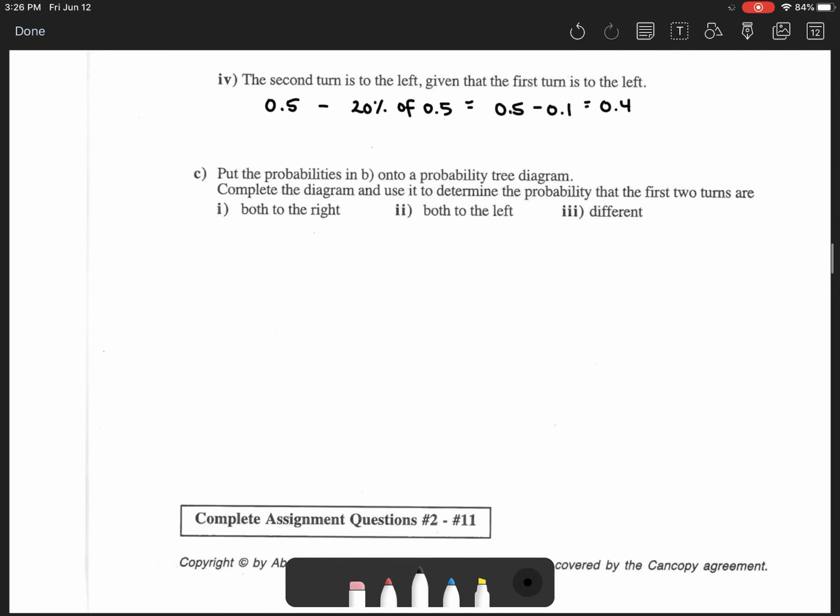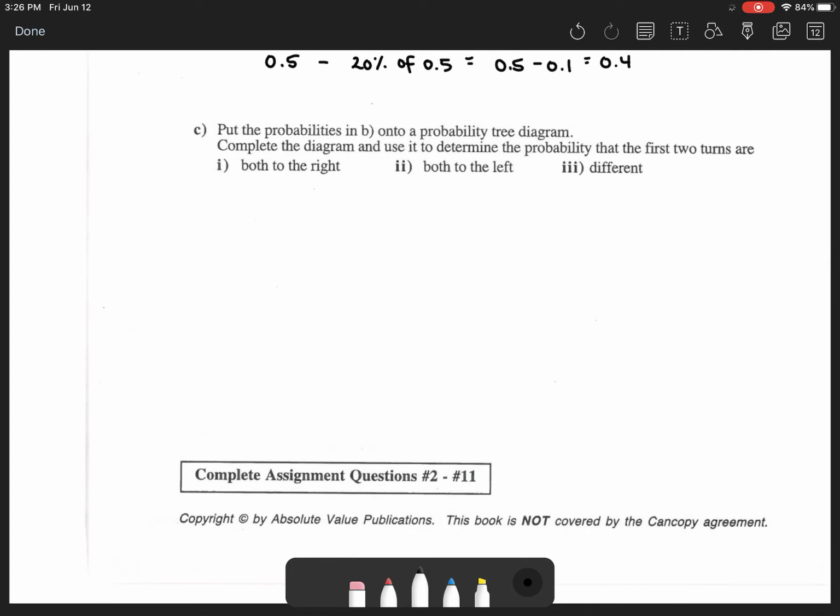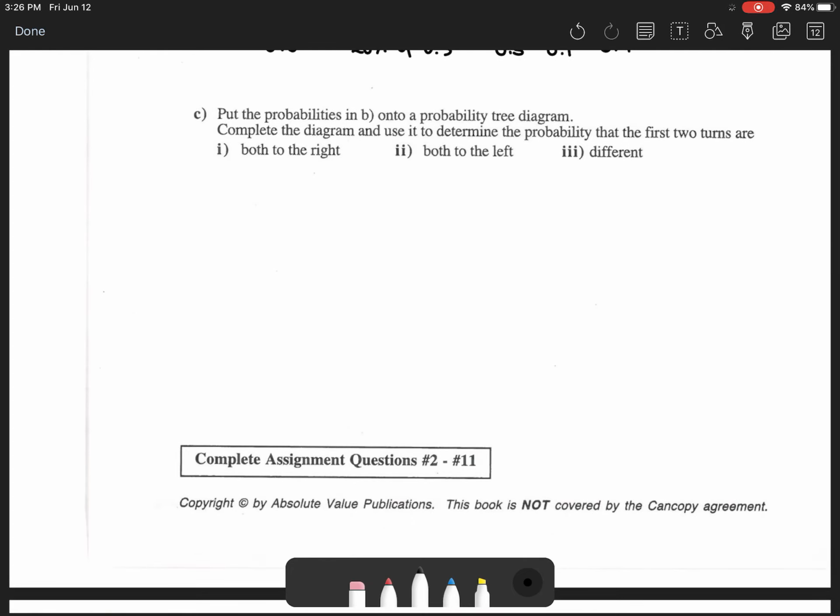Okay, so now it says put the probabilities in B onto a probability tree diagram, and then we'll take a look at the three questions that they're asking: determine the probability that both are to the right, both to the left, or both are different, okay?